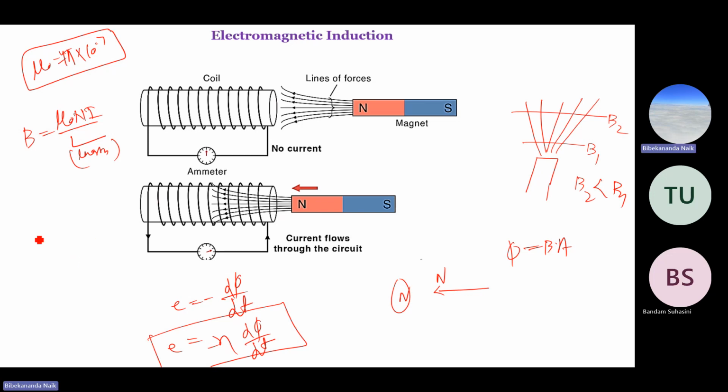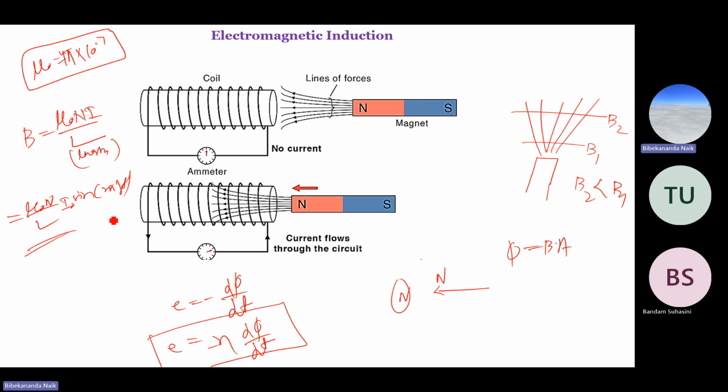But if you apply alternating current here, then it will be mu 0 N by L. If your current is changing sinusoidally, it will be 2 pi ft, like that. So these are a few things related to electromagnetic induction, and this electromagnetic induction is according to Lenz's law. According to Lenz's law, the magnetic field produced due to the flow of current in the coil will oppose the existing magnetic field which creates it.